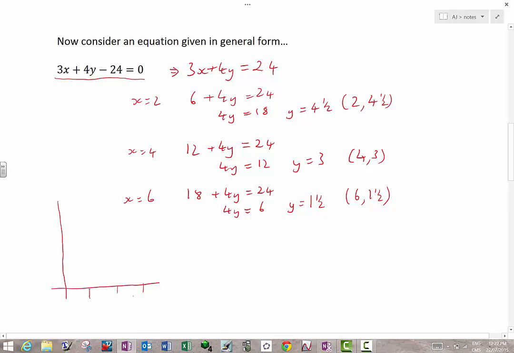2, 4, 6. So when x is 2, we had 4.5. 1, 2, 3, 4.5. When x is 4, we had y equals 3. And when x is 6, y equals 1.5. So clearly we have a line which does something like this.